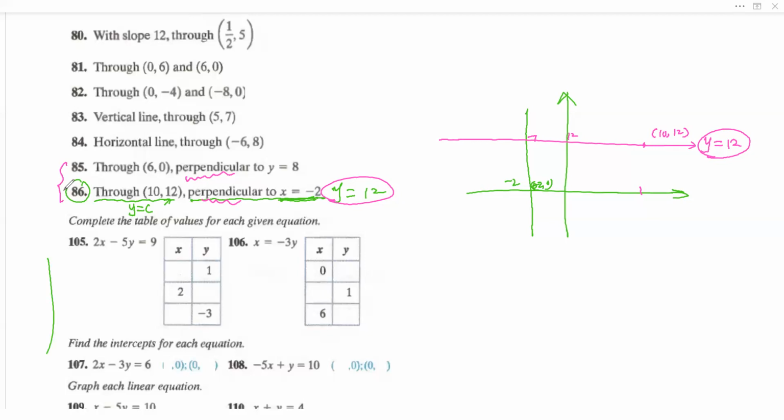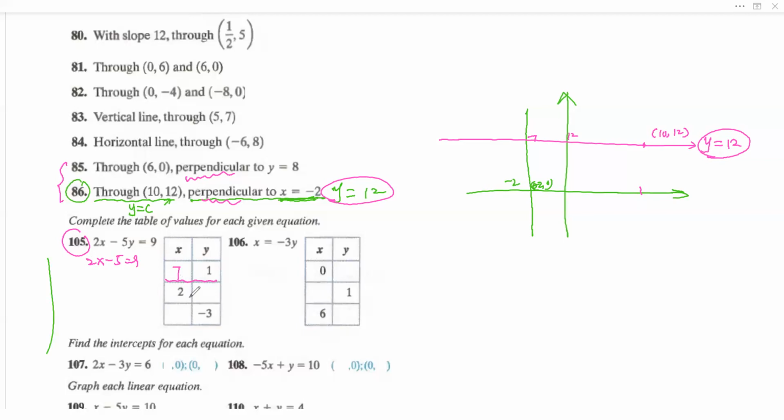Yes. Okay. All right. So let's move on further to 105. Compare the table, complete the table for the given values. So that would be the easy part, right? Very easy one. So y equals 1 for this pair. So 2x minus 5 equals 9. So x equals 7, right?